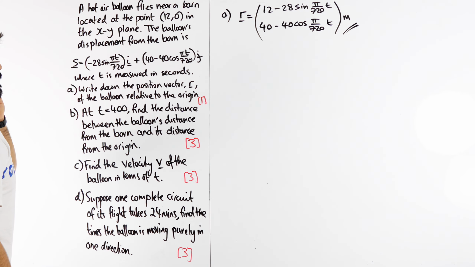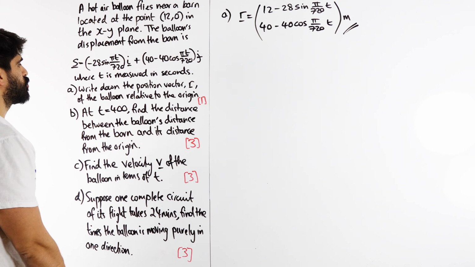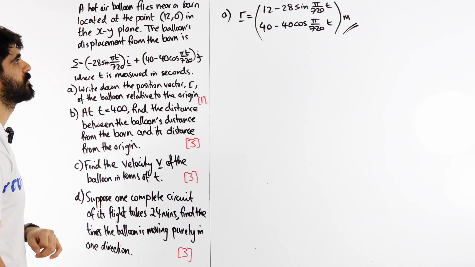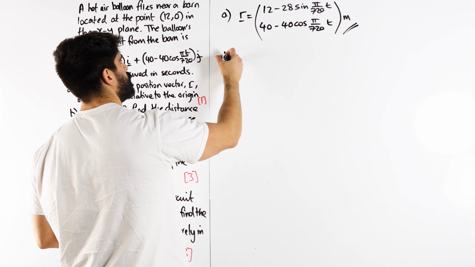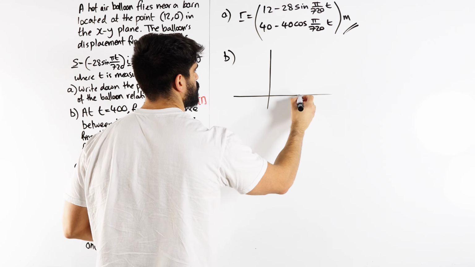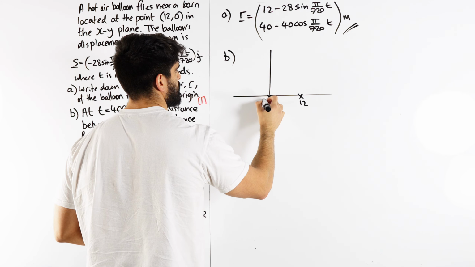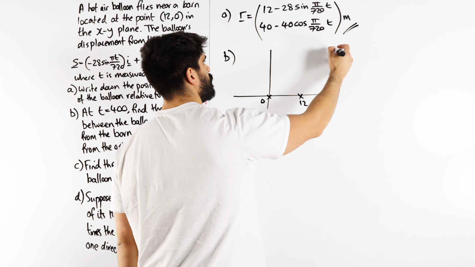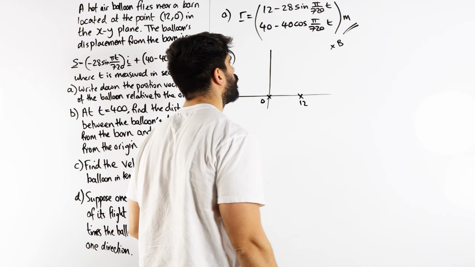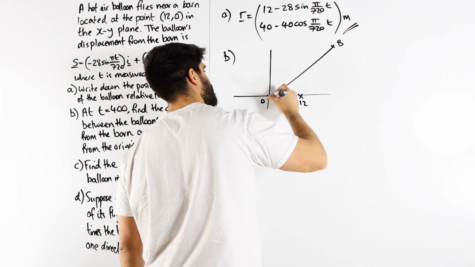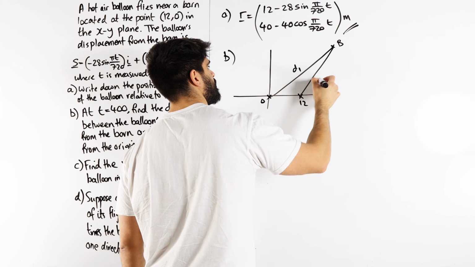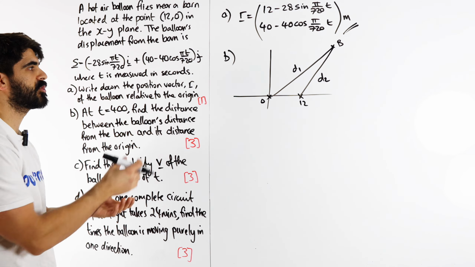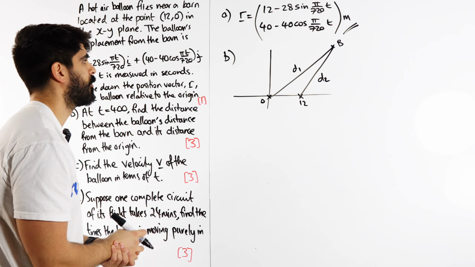Write down the position at time t equals 400. Find the difference between the balloon's distance from the barn and its distance from the origin. So if we go back to my sketchy sketch, this is 12, this is 0. After 400 seconds, the balloon might be here. All they're saying is work out this distance, d1, and this distance, d2, and just work out the difference between the distances. So you're literally working out d1 and d2 and taking them away, okay?